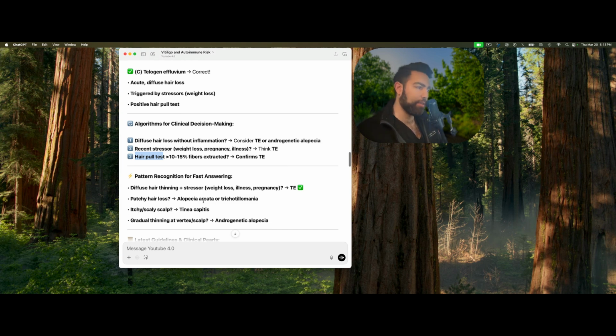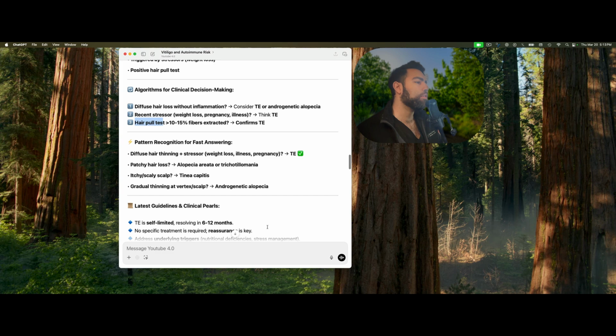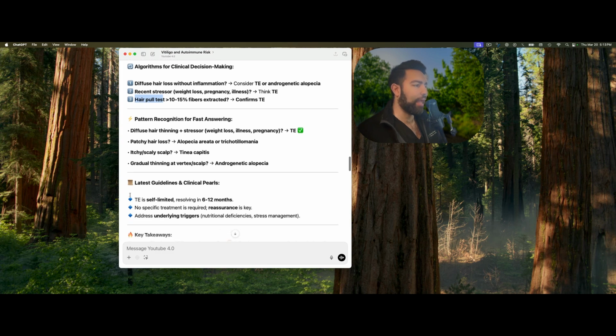Patchy hair loss, think about alopecia areata or trichotillomania. And then the diffuse thing with a stressor, you come to our diagnosis of TE. And usually TE is self-limited. It resolves within 6 to 12 months. No specific treatment is required.